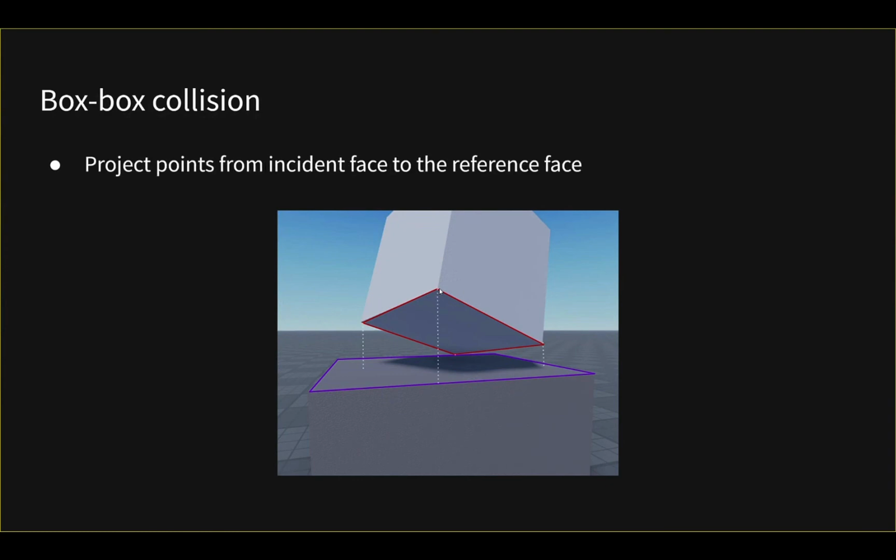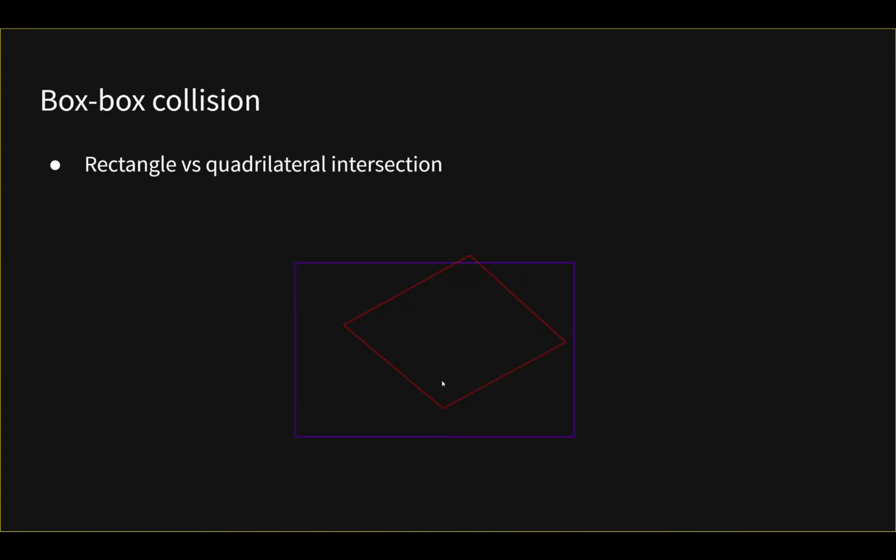And so what we want to do is project the points from the incident face down to the reference face. And then that gives us a rectangle and a quadrilateral. What we can do then is find the points where it intersects, so both where the lines intersect the rectangle and also the vertices of the quadrilateral. And this gives us, in this case, a total of 1, 2, 3, 4, 5, 6 points.